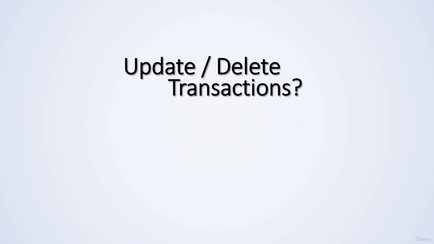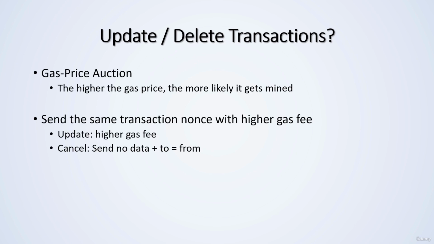One thing I really quickly want to talk about is how to update or delete transactions, because it seems to be quite confusing for a lot of people how that actually works. In general, a transaction is a gas price auction. The higher the gas price, the more likely it gets mined. The higher the priority fee, the more likely it gets mined.